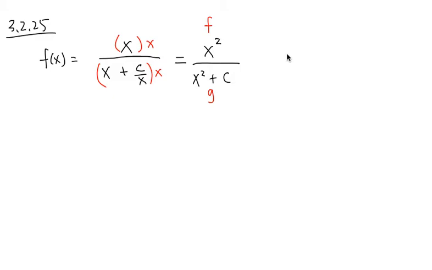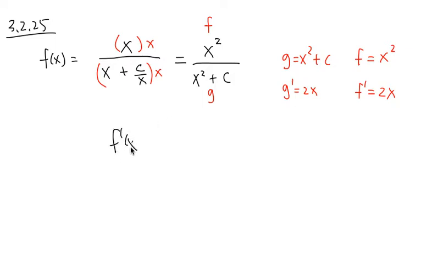For the quotient rule, again, you write down g first, which is x squared plus c, and f is equal to x squared. And now you can just differentiate that. Derivative of g, derivative of x squared is just 2x. Derivative of c is 0 because c is a constant. And for this part, f prime is equal to derivative of x squared, which is just 2x. And once again, we are ready to go.